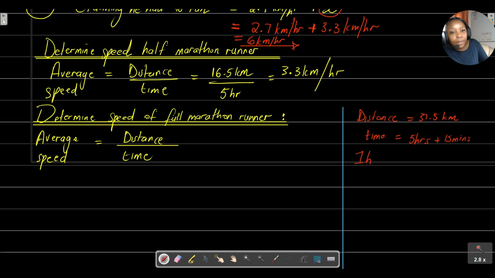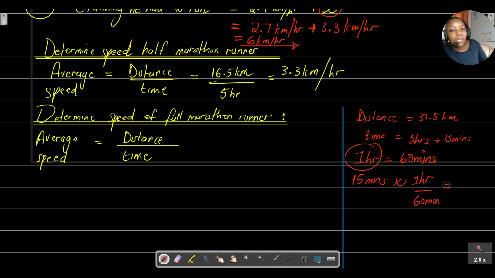We know that 1 hour is equal to 60 minutes. Remember, we create these equations for ourselves because it makes conversions easy. I did mention that if you have an equation that relates quantities, it makes it easy to just multiply by what you want and divide by what you have. So in this case, we have 15 minutes. We want our units to be in hours, so we multiply by 1 hour divided by 60 minutes.